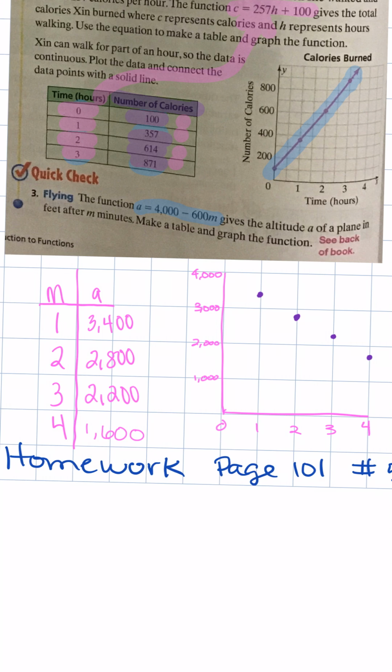Okay, so can it go a little bit farther? So it still is moving and changing altitude a little bit after 1 minute, 1 minute and 10 seconds, 1 minute and 20 seconds. So all the times between matter. So therefore it is continuous. So our line is going to need to be solid.